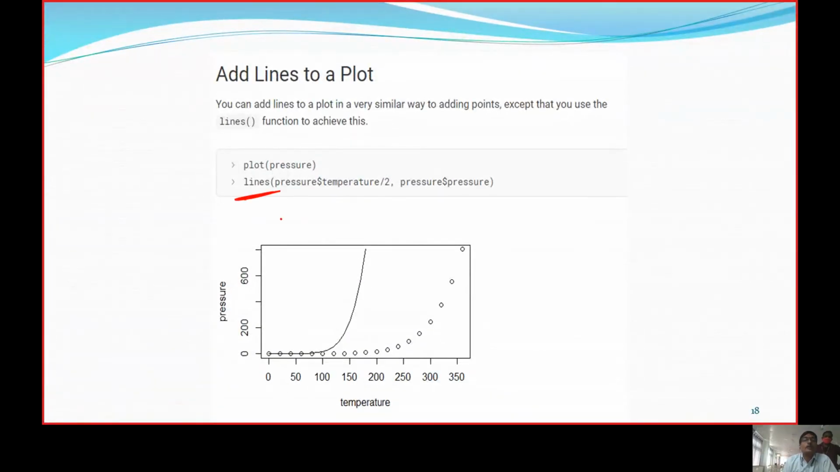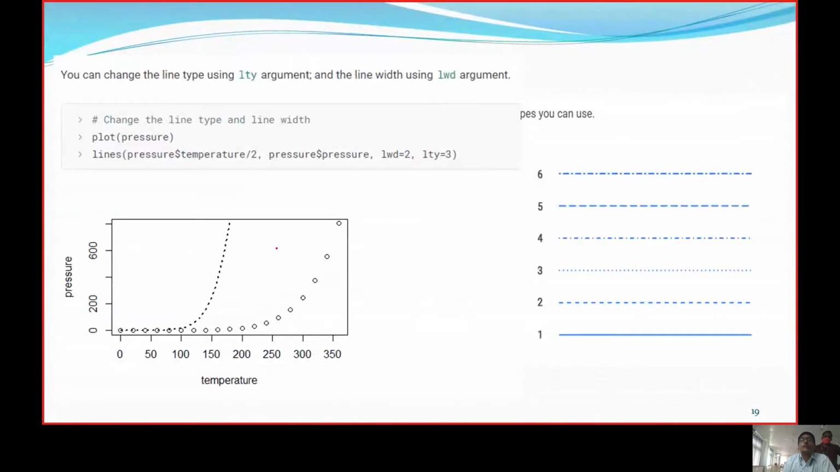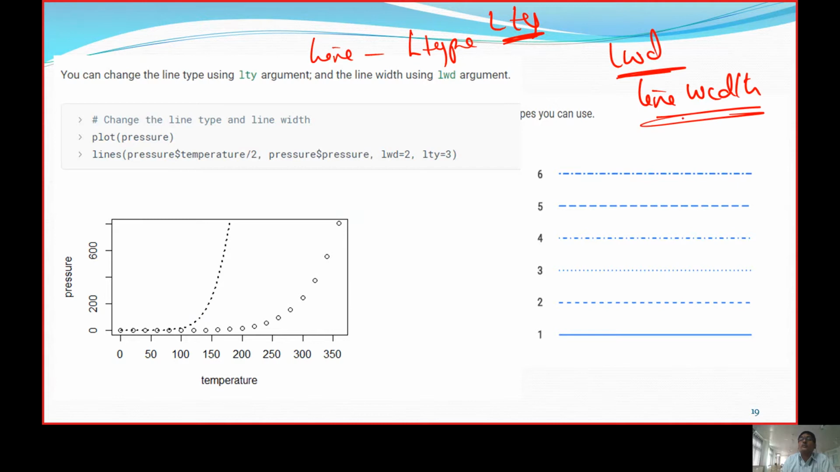Similarly, if we want a line, then we are going to put up the line. First thing, we need to put a plot on pressure. Next thing, we need to include a line there. One interesting factor when we draw a line is the line type, that is LTY. Another is LWD, which we call line width.